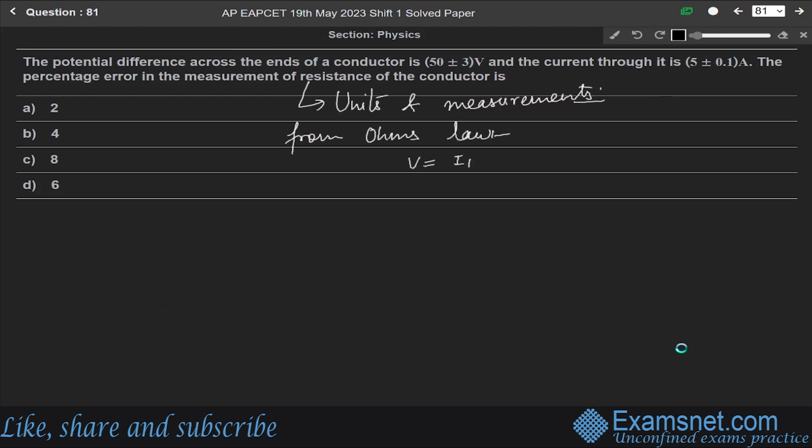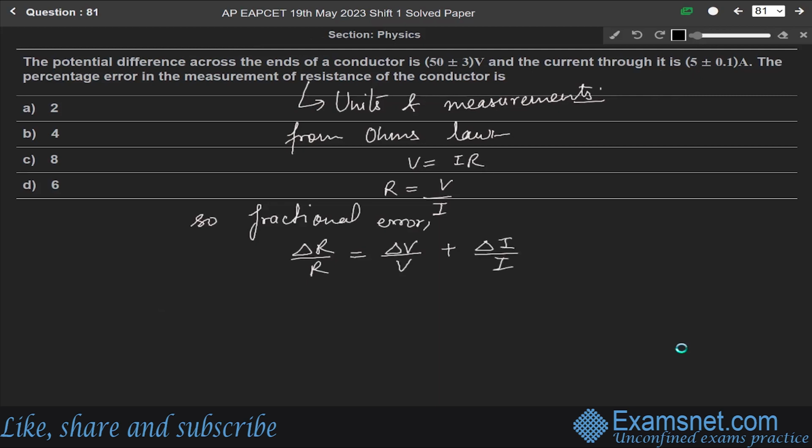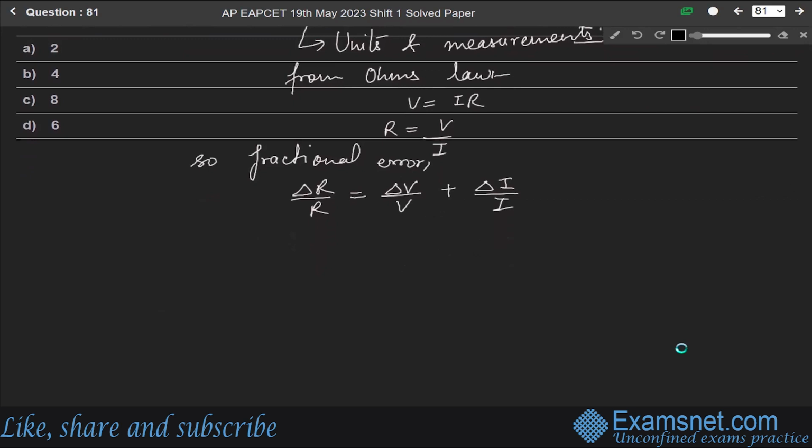V equals IR. So resistance R will be voltage over current. So for fractional error, del R over R will be equal to del V over V plus del I over I. So percentage error in R will be equal to del R over R into 100. It will be equal to del V over V into 100 plus del I over I into 100.